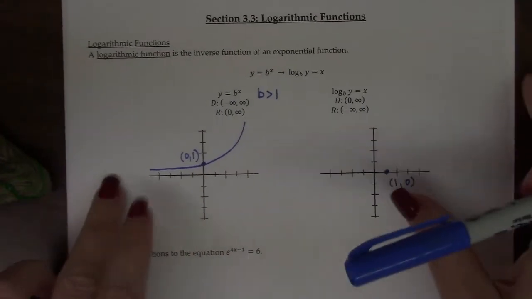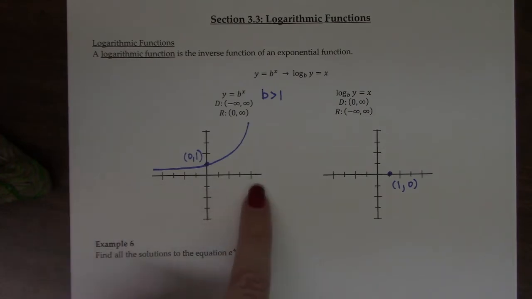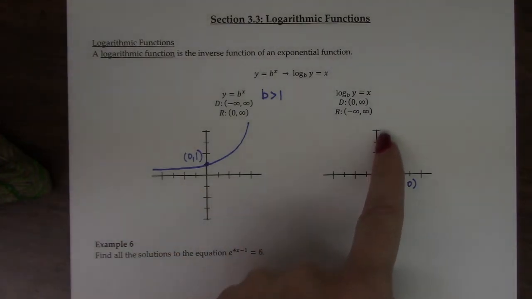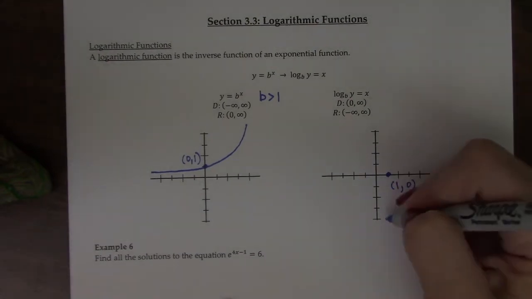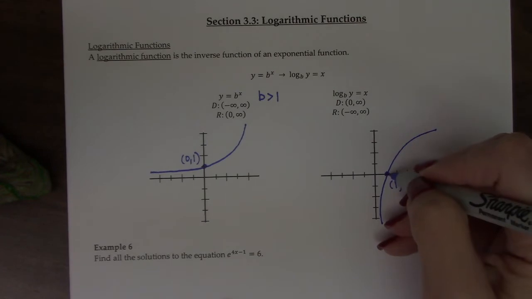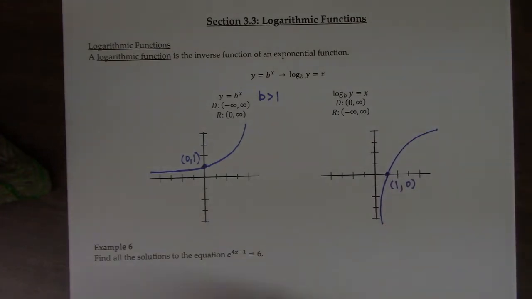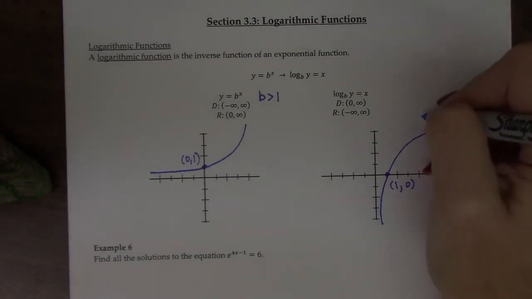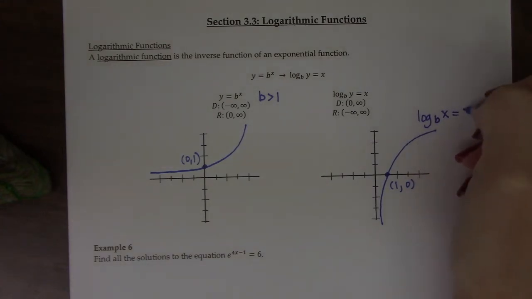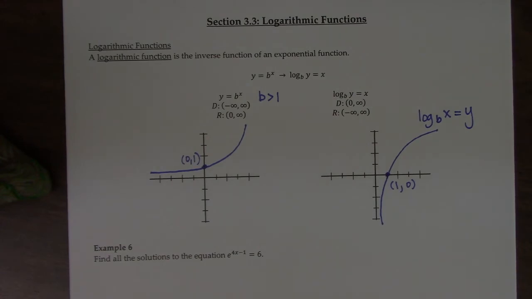The horizontal asymptote that exists at y equals 0 should now become a vertical asymptote at x equals 0. So I can actually sketch a pretty accurate picture of this graph by just knowing how inverses behave graphically. So now we have log base b of x equals y.